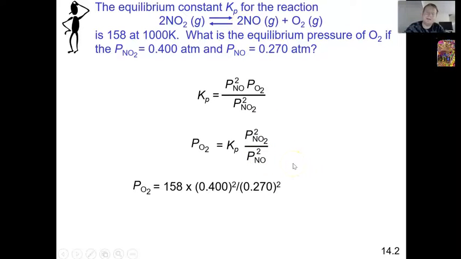So once you set it up, it's pretty much just solving just like normal for a variable. Really, the question is, did you take your time and set it up properly? Easy to make mistakes on this kind. And then the answer at the end is 347 atm. So in other words, at equilibrium, the pressure of oxygen gas will be that much, which is pretty significant actually. But that's what it would be.